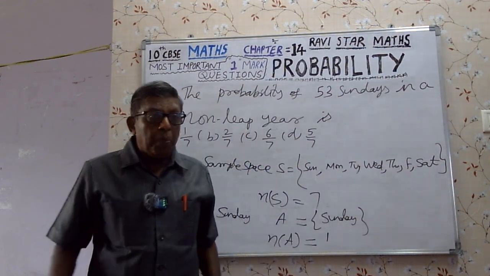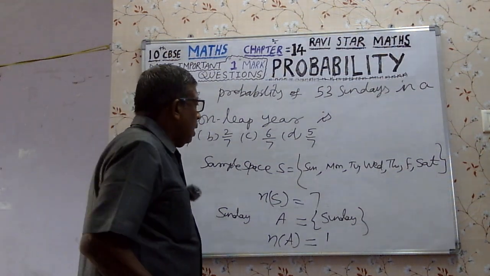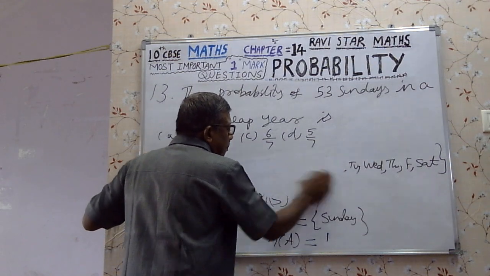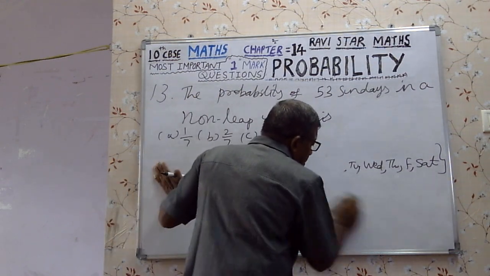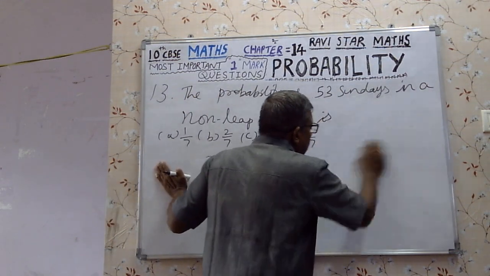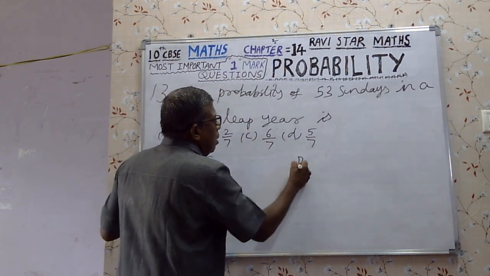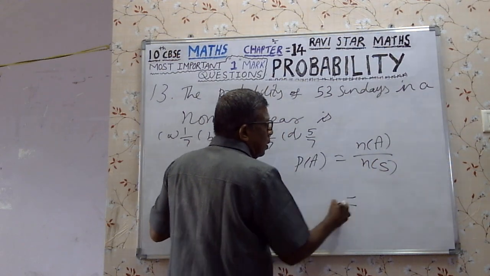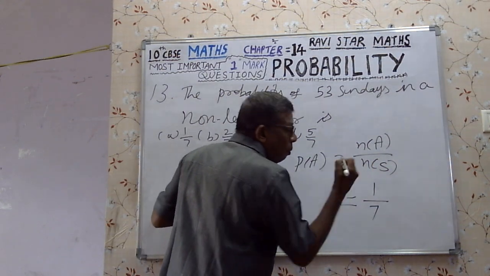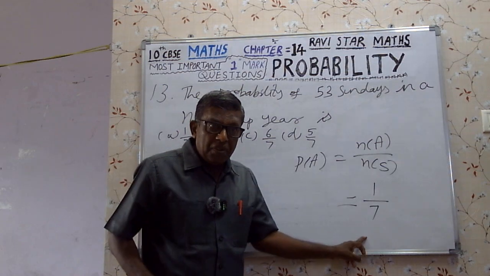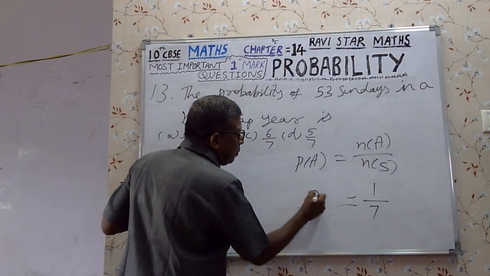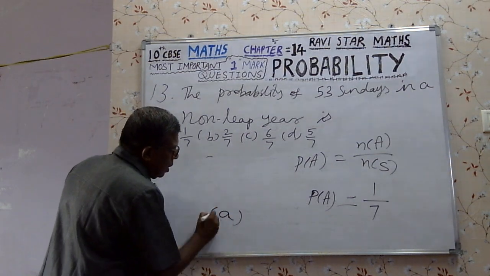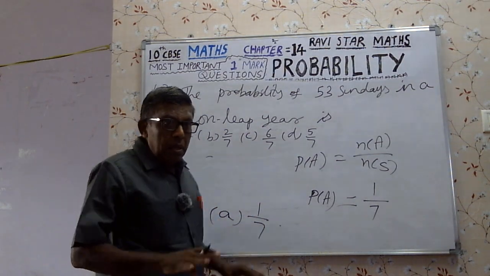Therefore, the probability of getting Sunday, that is P of A, is equal to N of A by N of S, that is 1 by 7. N of A is 1, N of S is 7, so P of A is equal to 1 by 7. Where is 1 by 7? Option A, 1 by 7. This problem completed.